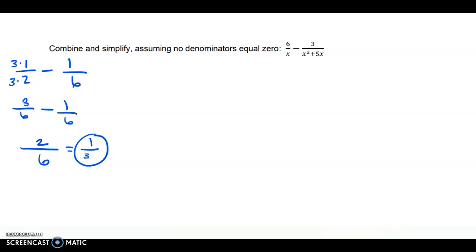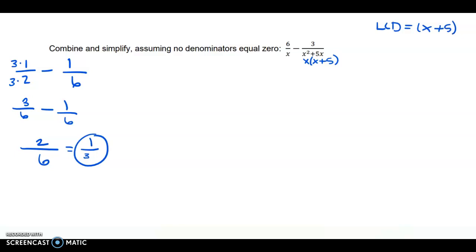So we're going to use a lot of the same properties and same ideas when subtracting when we have variables, okay? So first we do need to get a common denominator. So let's look, what does x squared plus 5x factor to? Well, I can pull out an x and I'll get x times x plus 5. So I can see they both have an x, but then they also need to include x plus 5, and so that's going to be my LCD, x times x plus 5.